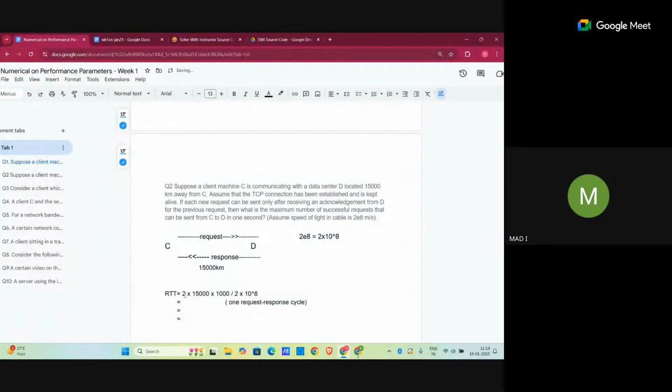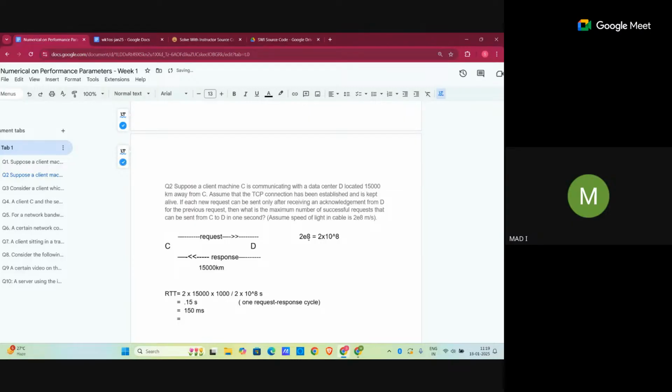So the answer will come in seconds. Since 2 gets cancelled, this 10 to the power 8 will go to the numerator. So the answer will come as 0.15 seconds. This is the time required to make one request response cycle. So we have to calculate how many such request response cycles can be made. Here this is 0.15 second, which is equal to 150 milliseconds.